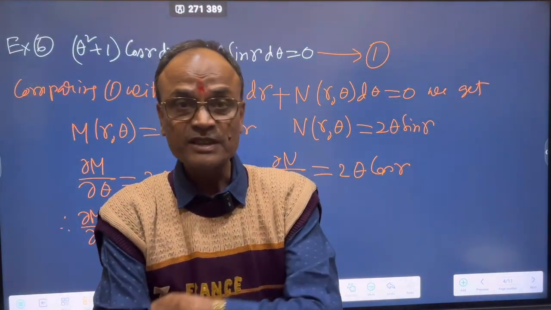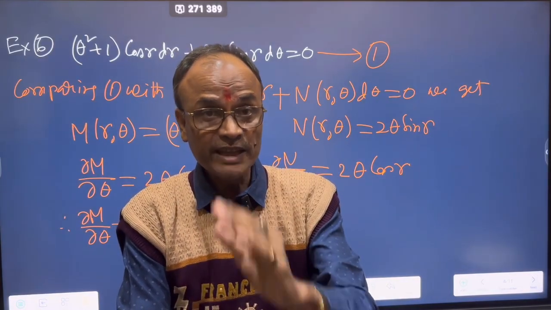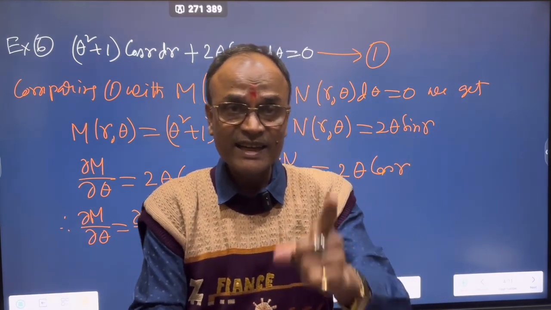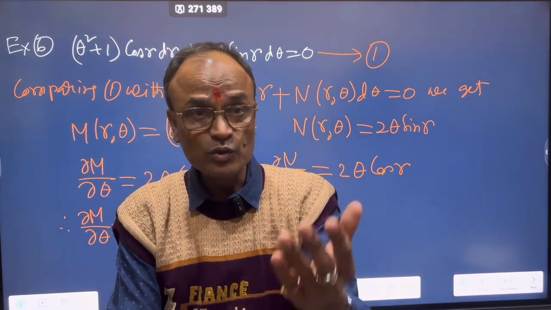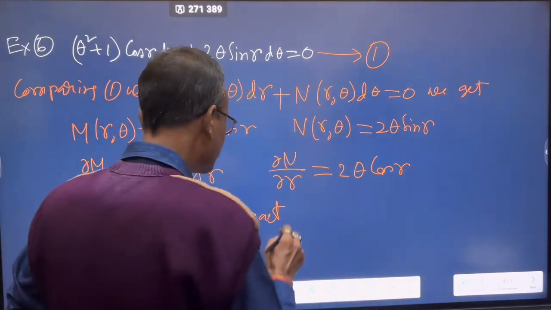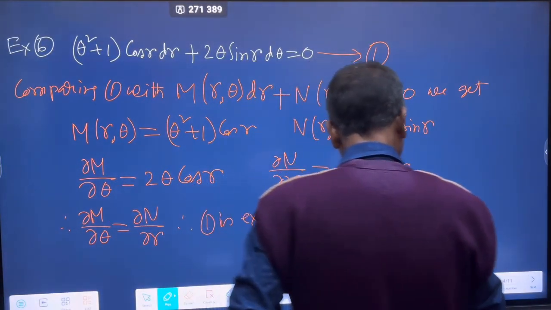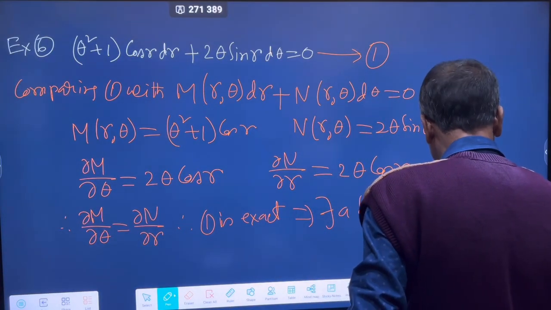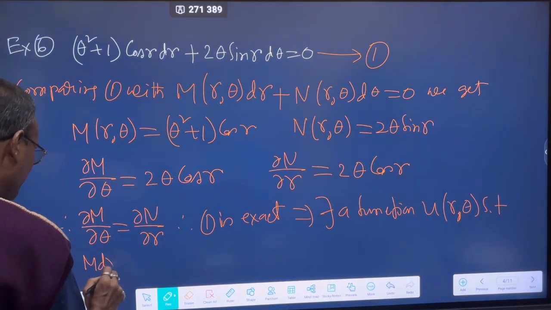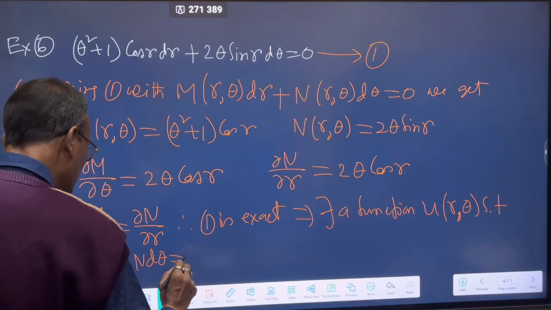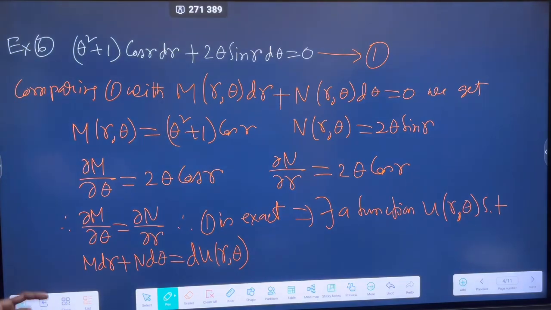Since 1 is exact, therefore there exists a function u of r and θ such that M dr plus N dθ equal to d of u(r, θ). This means there exists a function u(r, θ) such that M dr plus N dθ equal to d of u.